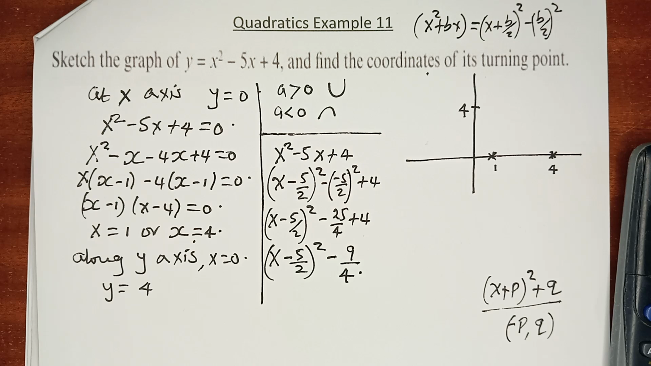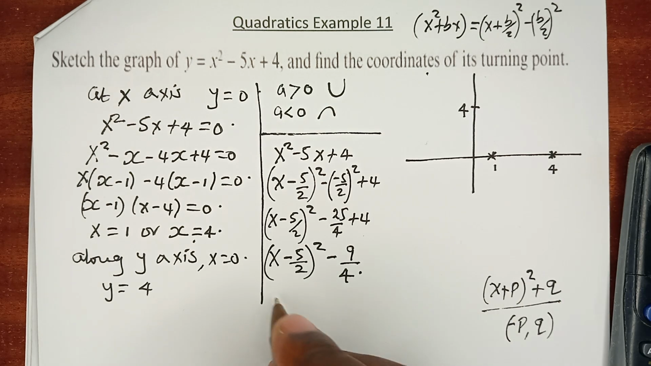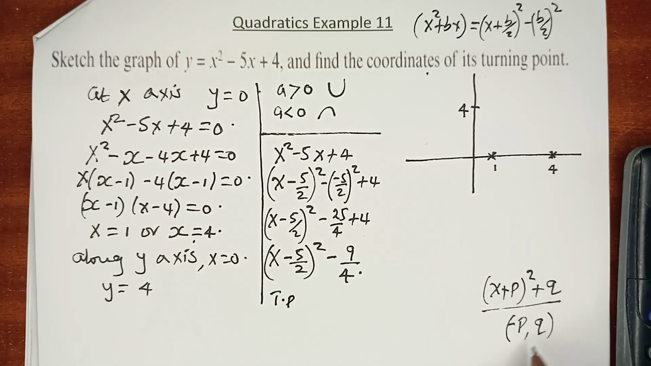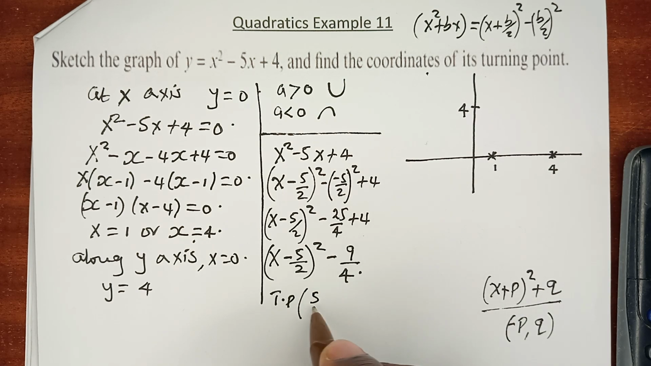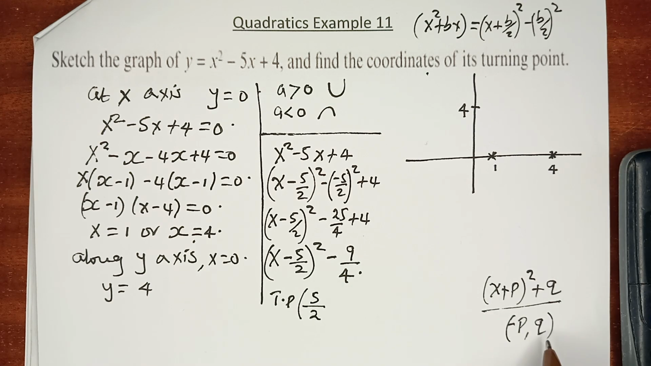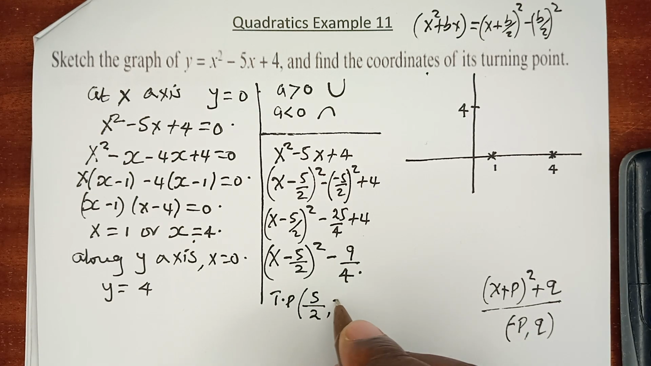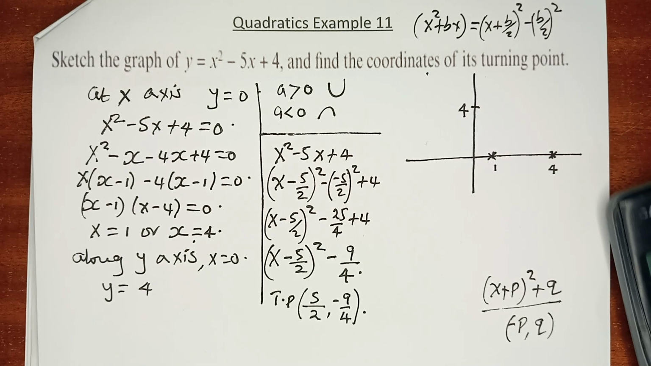And already, as you can see, this one is in the format (x plus p) squared plus q, meaning that the turning point is the negative of p, which is minus 5 over 2, which is plus 5 over 2, and q, negative 9 over 4. And that is the turning point.